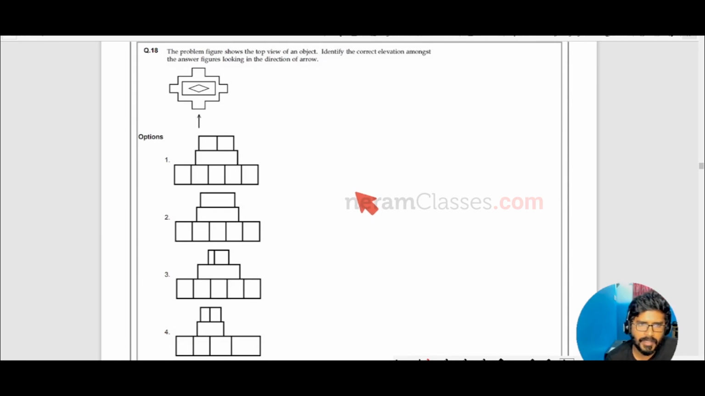Now the question number 18. So again they have given a top view of a composition and we need to find out the elevation from the arrow direction. So here we can see that these things will be of equal size, not like the one in option 4. Here they are differing a lot. So option 4 is a wrong answer.